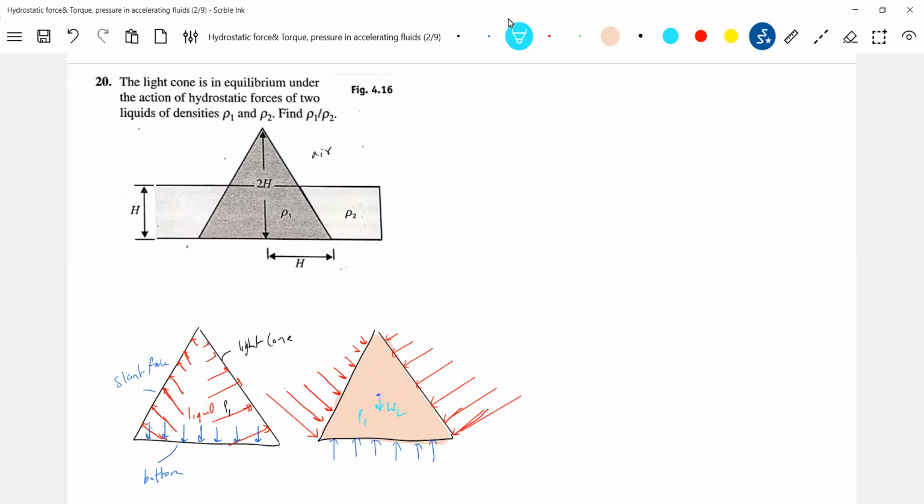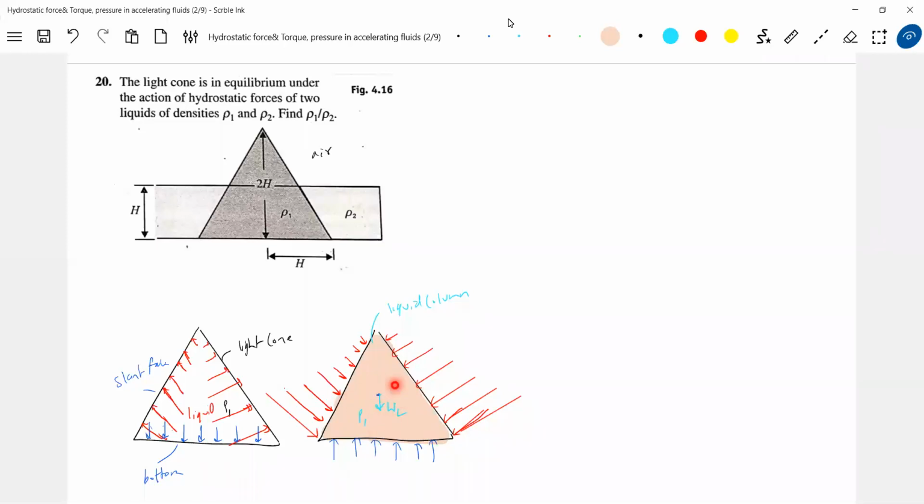What is the state of the liquid column? It is in equilibrium. It is a liquid column, not a cone. I'm showing the cone with liquid, but there's only the liquid column. Under the action of all the forces, it's in equilibrium, so the net force on it should be 0. The resultant force exerted by the cone on the liquid will be vertically down. If you look at the slant faces, the net force exerted by the slant faces on the liquid column will be vertically down. The force exerted by the base on the liquid column will be vertically up.